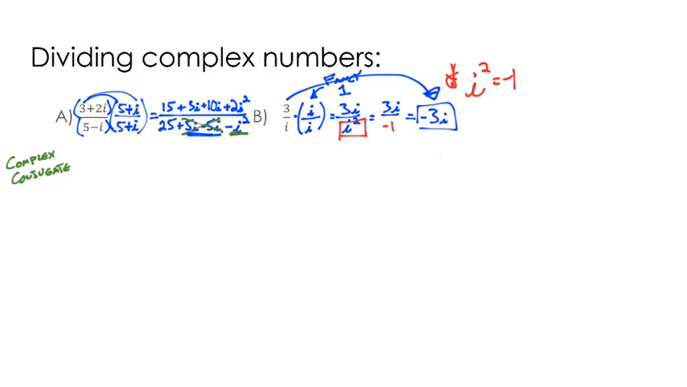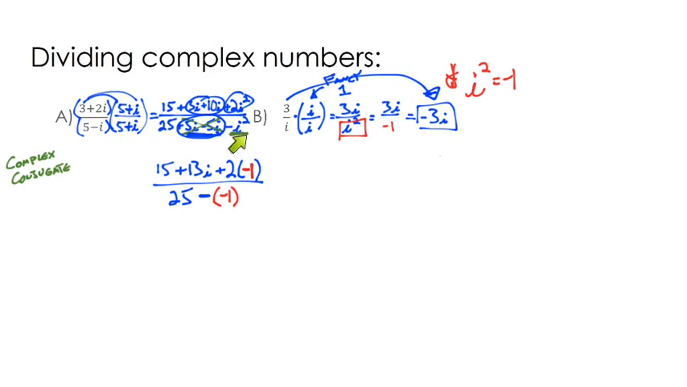So let's copy down what we have so far. I'm going to copy it straight down. We have 15, but then the 3i and 10i are like terms. And then 2i squared is 2 times negative 1, because i squared is negative 1. I've been doing that in red in this video, so I'll keep that there. And then in our denominator, we have 25. Those canceled, and then we're left with minus i squared.